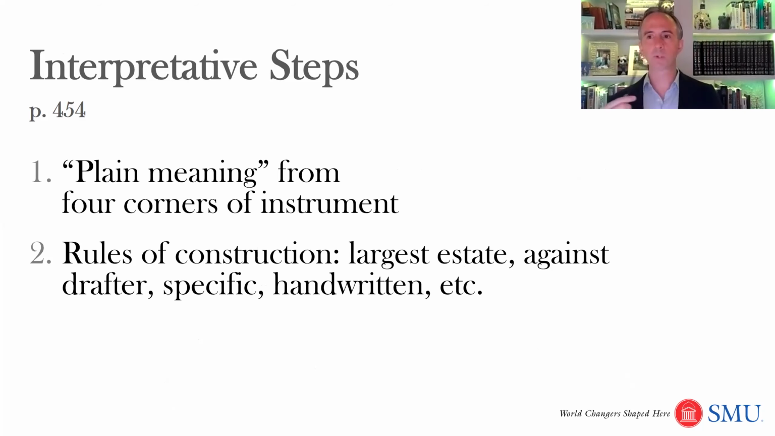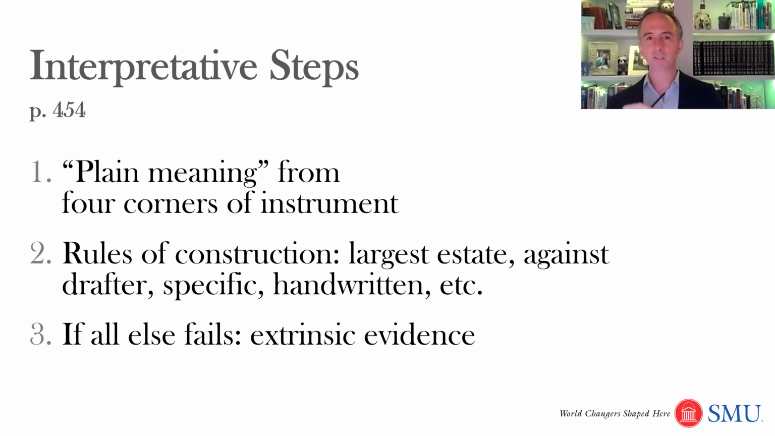And then we use some rules of construction. Sometimes we use, like the largest estate, the idea that the grantor gives the largest estate possible. Sometimes we say that we're going to construe the instrument against the drafter. Sometimes we say that specific terms govern general terms. Sometimes we say handwritten parts. Those were the parts they obviously were thinking about most carefully. And then if all else fails, we'll look to extrinsic evidence that goes beyond the actual contract.